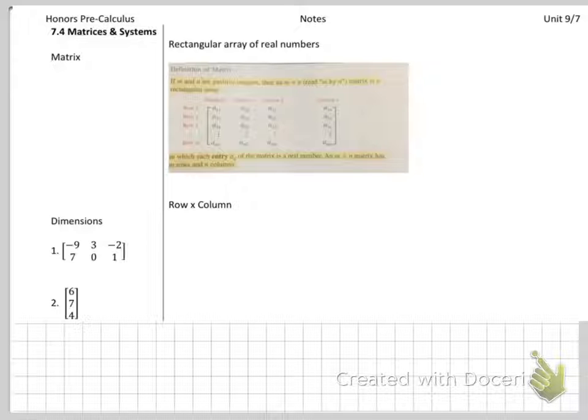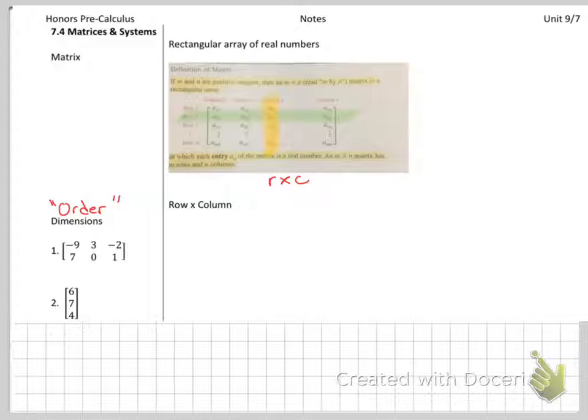So rows go sideways. I don't even know if you guys can see that highlight. Rows go sideways, you can kind of see that a little better. And columns go vertically. So it's R by C is how I shorten it, right? Number of rows by number of columns. So dimensions might also be called the order of your matrix, depending on the book or publisher or whatever you're looking at.